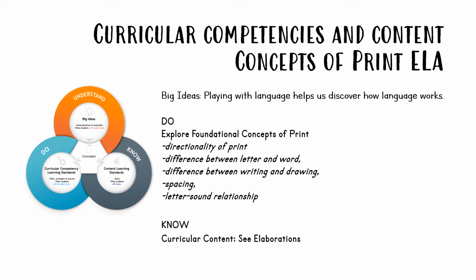And so we have the do portion here where children are exploring foundational concepts of print, and you can see them listed there. But then too, within the content learning standards, the know, we can see the curricular content. This is a place where I like to come back to the elaborations for the more specific skills that are within this topic. So for example, some of the curricular content is the symbolic nature of writing, the correspondence of spoken words to printed words, the association of letters and sounds, the distinctive features of letters and words, the correspondence between uppercase and lowercase letters, left to right directionality, the use of a space to mark word boundaries, or even the front and back of a book.